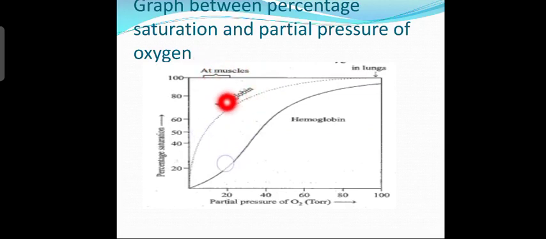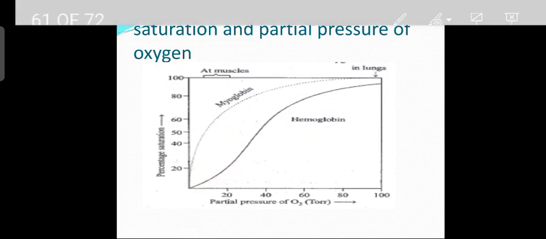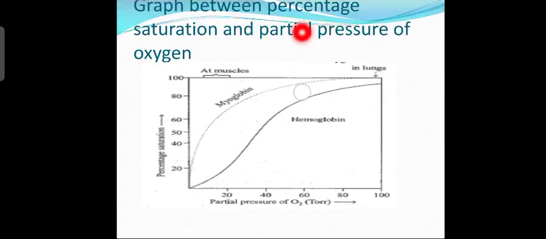So at muscles, myoglobin reaches percent saturation rapidly like this, whereas in hemoglobin less rapidly. Okay, slow there is an increase like this, and then there is a rapid increase. Okay, so this is the graph obtained for myoglobin and hemoglobin, percent saturation versus what? Partial pressure. Alright, next slide.